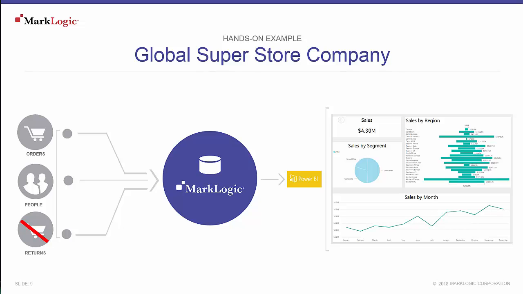For our hands-on example, we will load the dataset of a fictitious company named Global Superstore. The company data includes worldwide orders, customers, and returns. We will model the data using MarkLogic template-driven extraction, or TDE. Then we will connect it to PowerBI using the MarkLogic ODBC connector and generate a dashboard showing different charts like the ones on this page. We will also show how we can easily connect MarkLogic to PowerBI via the MarkLogic REST API.